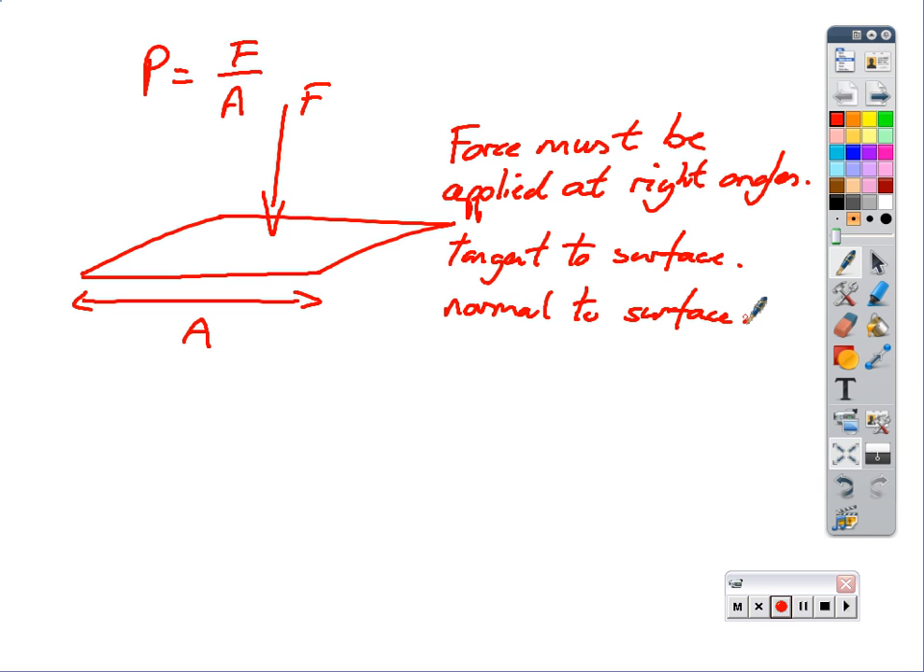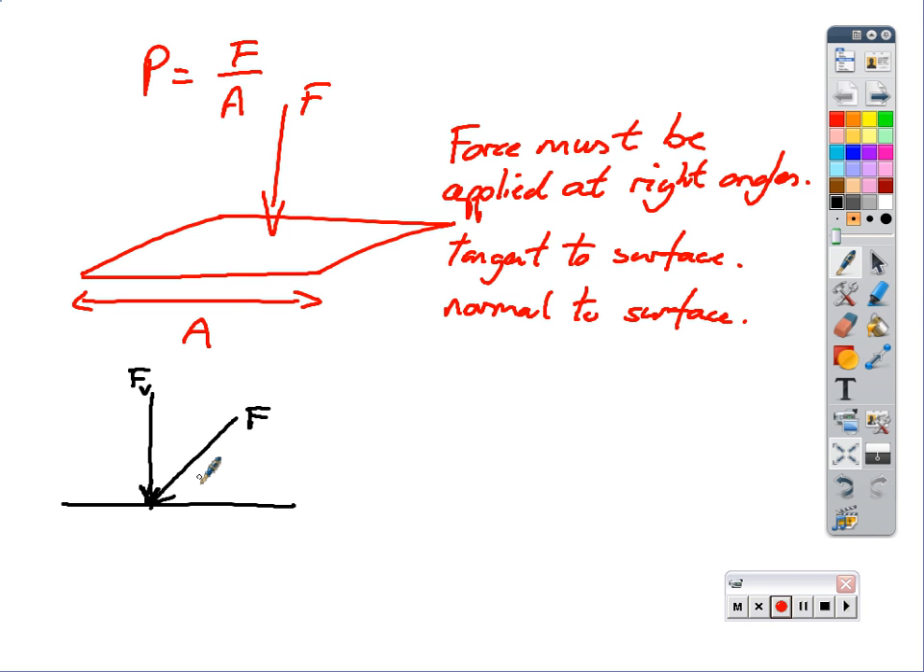So we might have a situation where we don't actually have a force that's normal to the surface. We might have one that's at an angle to the surface. So let's say we have our surface again, and we have a force being applied at an angle. Then that force itself has two components. It has a force pushing in that way, and it's going to have a force pushing in that way as well. So this is going to be the force in the vertical direction, and you'd also have a force in your horizontal direction. So you must take into account the force in the vertical direction.